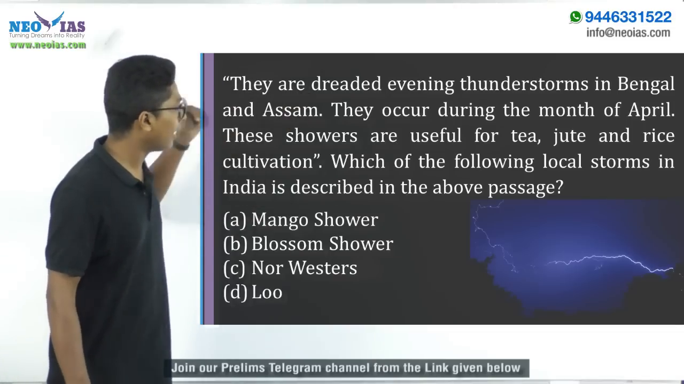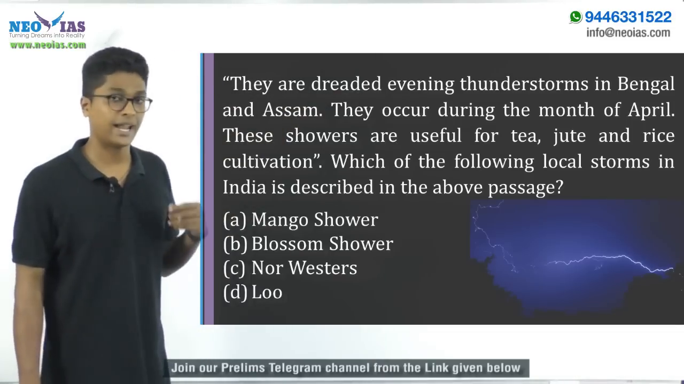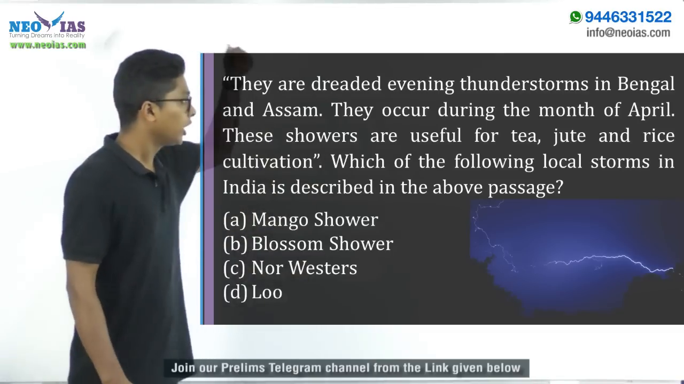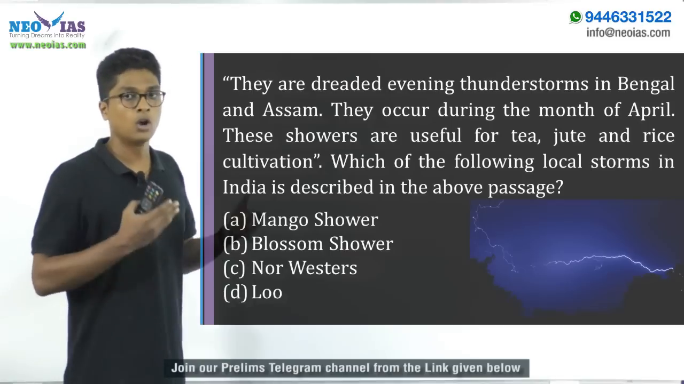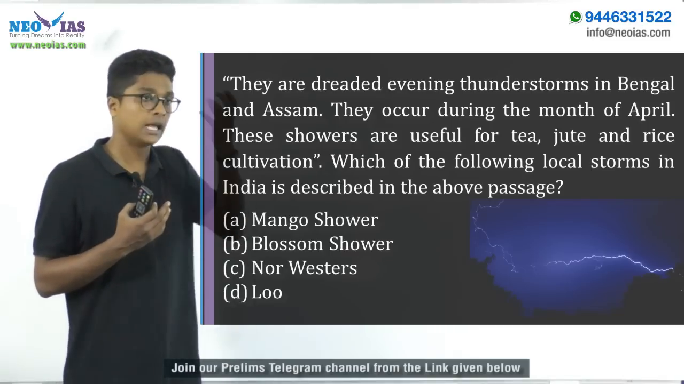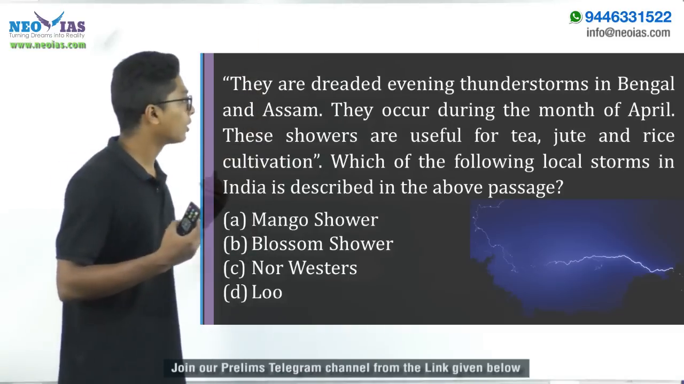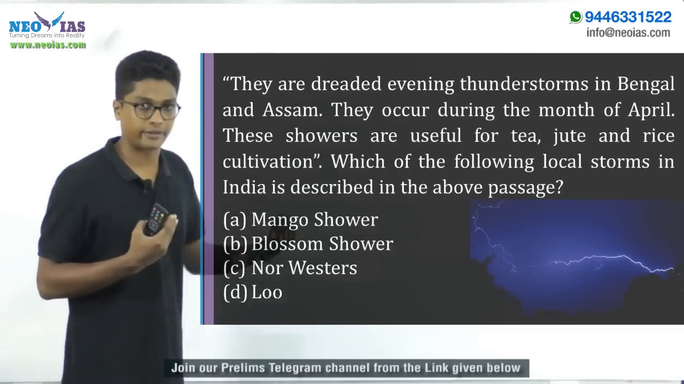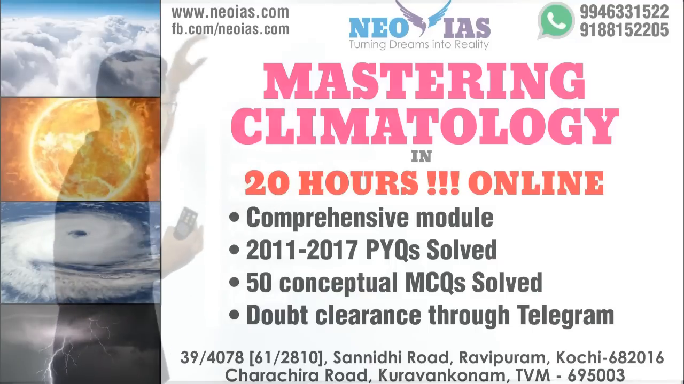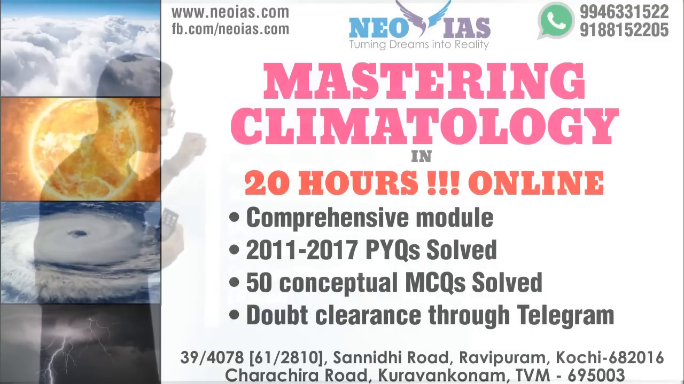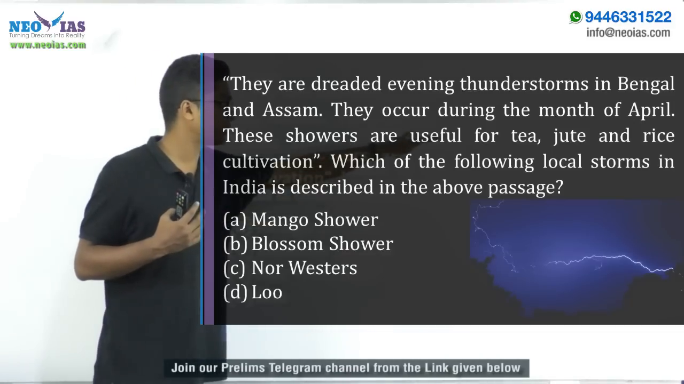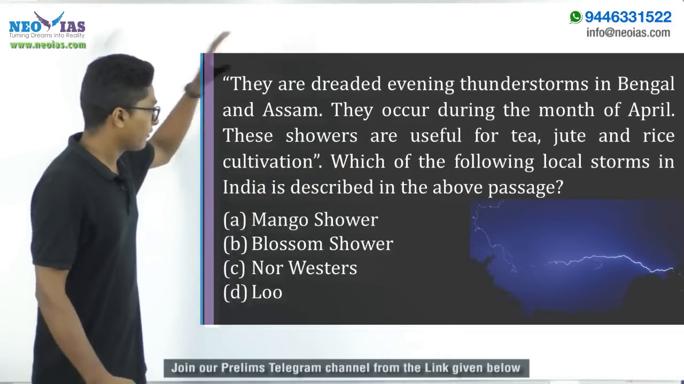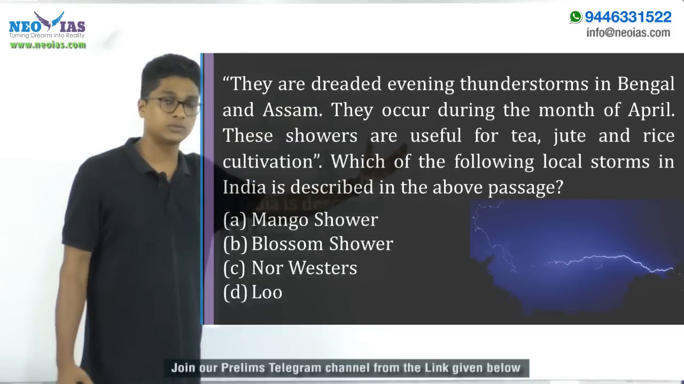Now the nor'westers are evening thunderstorms. And thunderstorms mean they will result in destruction. During the thunderstorm, we'll have lightning, or we'll have hail formations, right? Large pieces of ice falling from the sky. Or we'll have strong winds which can affect the cultivation and can cause a threat to life, right? But that being said, this nor'wester or Kalbaishagi is very important for the cultivation of tea, jute and rice, especially the pre-Kharif crops, right? So even though they cause destruction, they are also useful for cultivation.